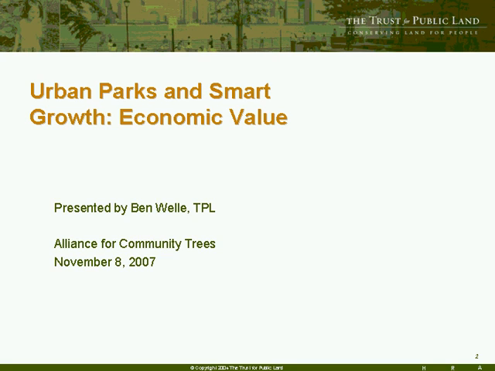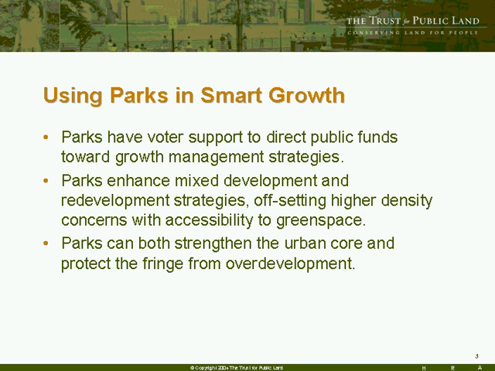Today, I'm here to talk about how parks and essentially trees, because trees are an integral part of parks, relate to smart growth, and in particular the economic value of city parks. Before going into the economic value, I just want to briefly mention the different ways that parks can be used for smart growth.